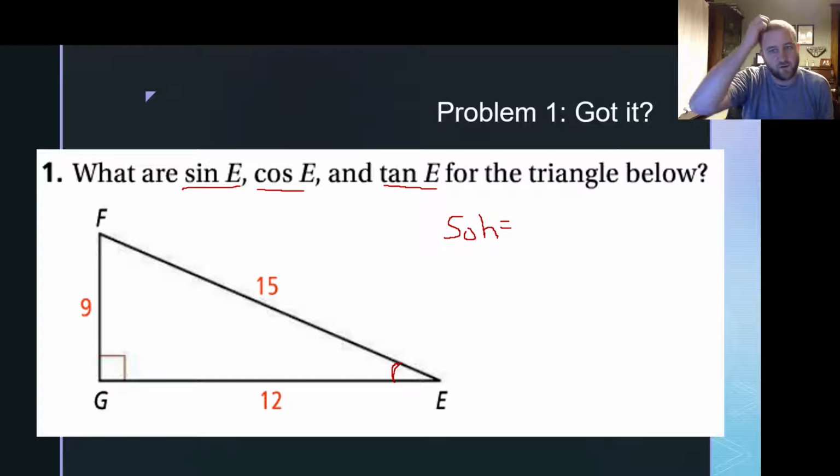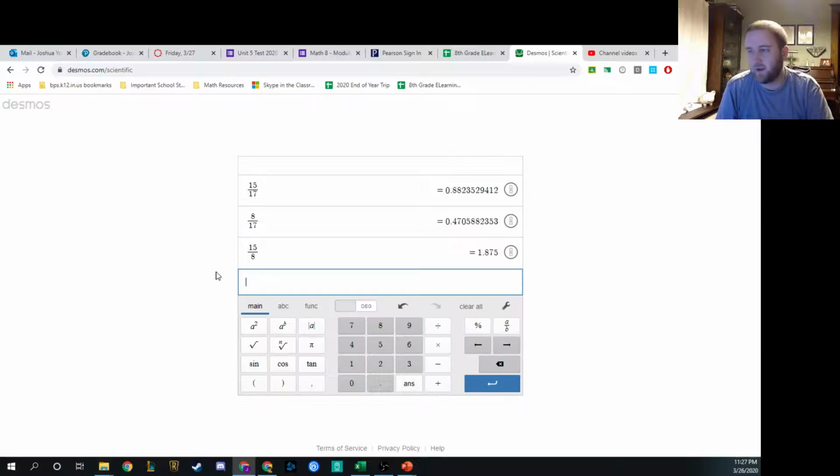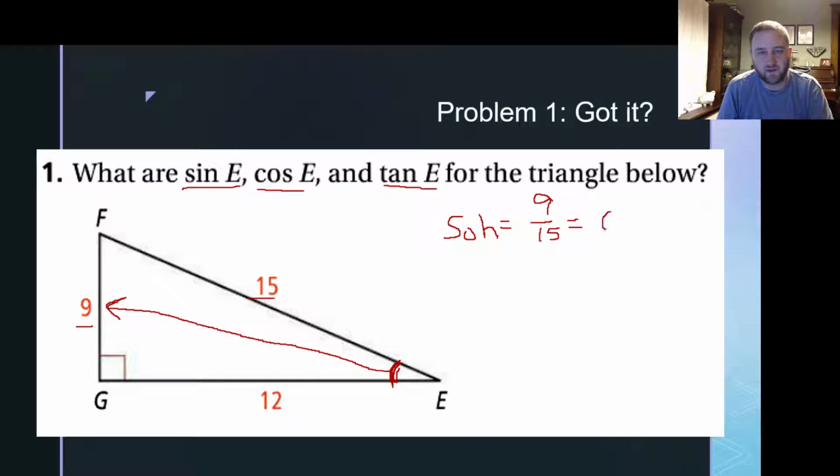All right, so hopefully you took the time to actually solve those in your notebook. So for the opposite over hypotenuse, the opposite is this side right here. That's 9 over the hypotenuse of 15. So 9 over 15. Okay, so we'll do 9 divided by 15. That's 0.6.